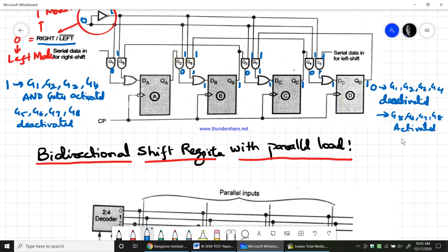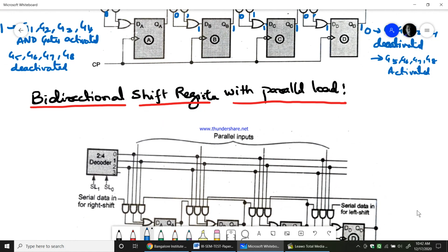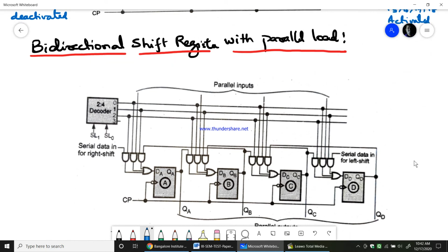The next one is the bidirectional shift register with parallel load. Here in this particular diagram, we have added one more AND gate. Therefore, we are giving 3 choices here. With 2 choices it is easy to define, where a NOT gate is used. 0 is one choice, the output of the NOT gate is 1. So, 2 choices can be given through a NOT gate.